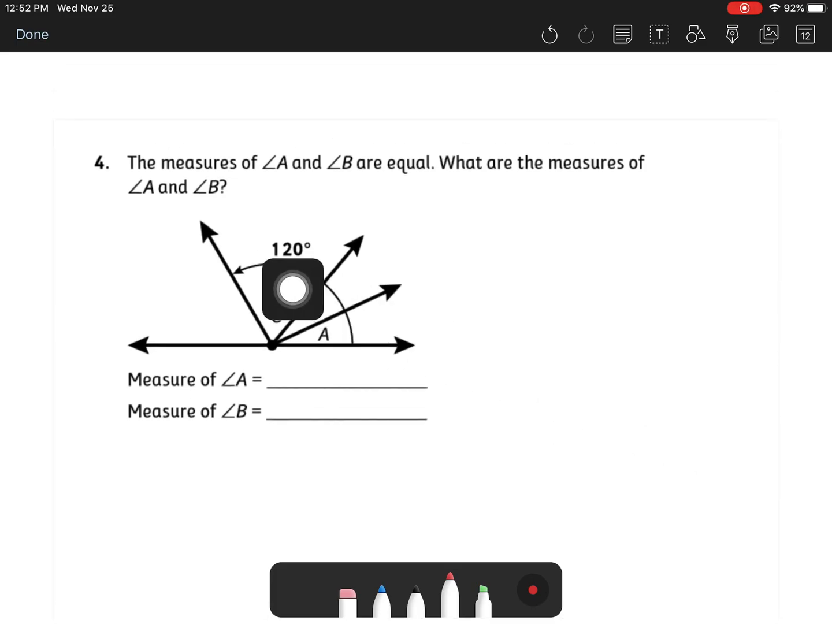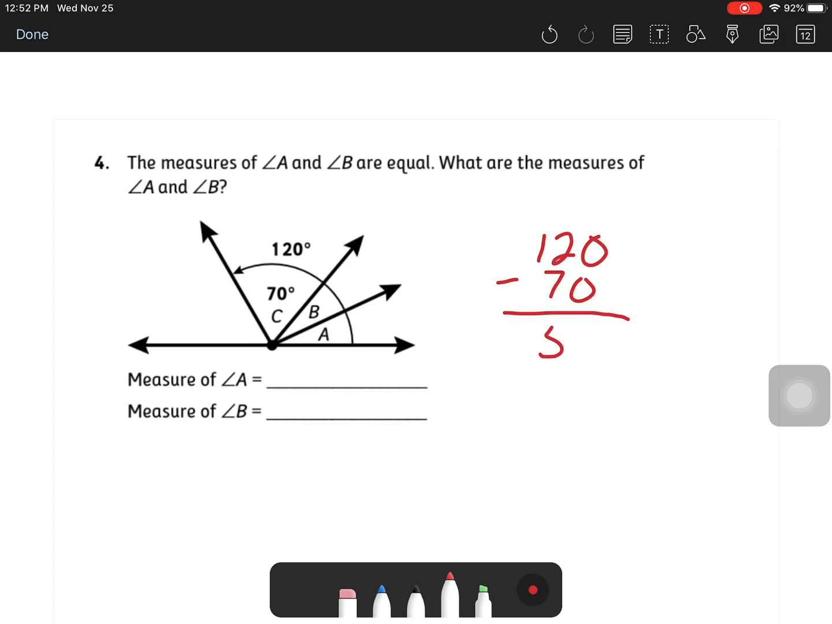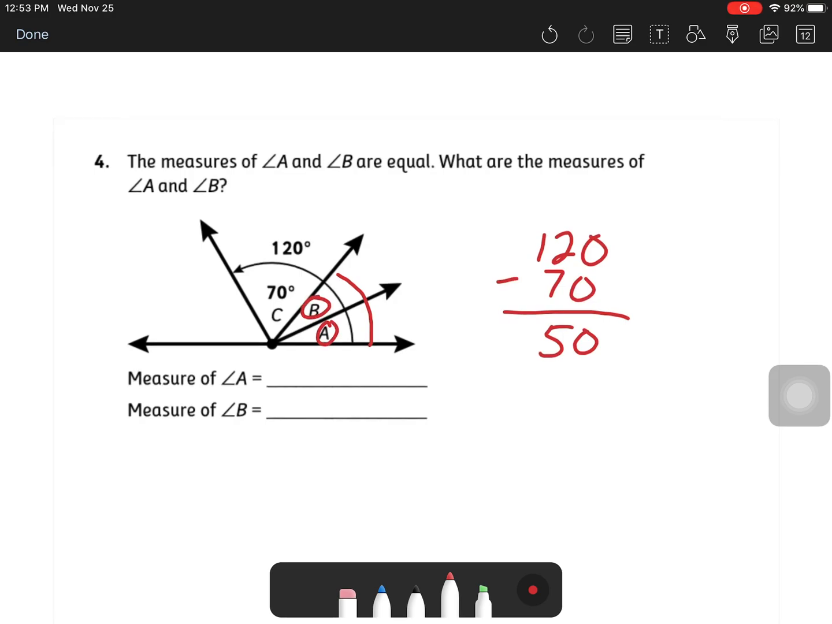All right, number 4, it says the measures of angle A and B are equal. What are the measures of those? Well, the whole thing is 120. Okay, part of it, angle C is 70. Well, let's take that away from our 120. Let's see what we're left with. That would be 50. And so if all of this is 50, but A and B are equal, then that means we can divide 50 by 2. So if we would divide that by 2, we're going to get 25 apiece, 25 degrees.